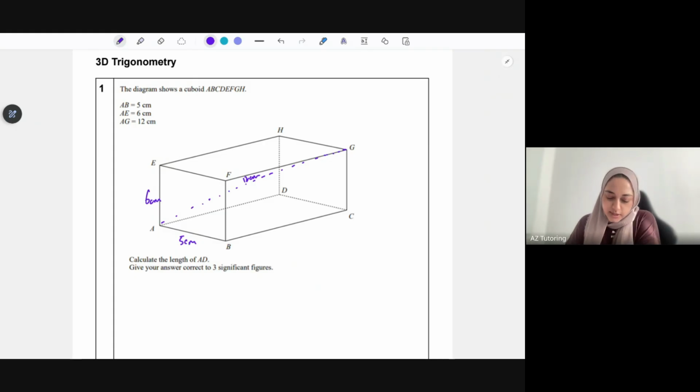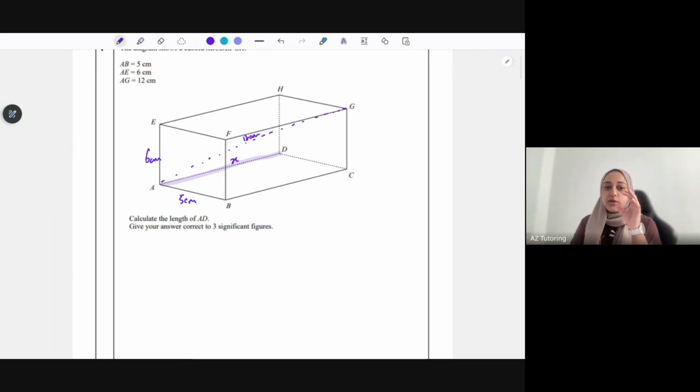Okay. It says calculate the length of AD. So AD is this back one over here. So I'll just highlight it. That's what we're trying to find. I'm just going to call that X, so the unknown. So we're going to have to use what we've got to be able to find out AD.